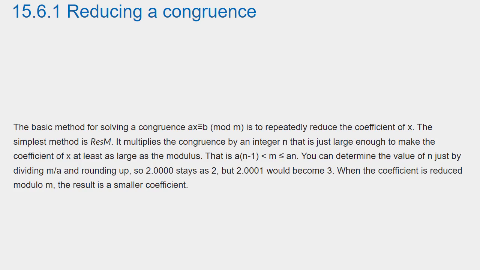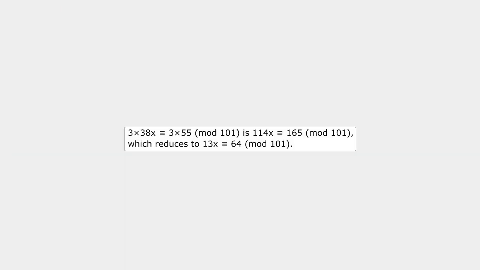You can determine the value of n just by dividing m over a and rounding up, so 2.0000 stays as 2, but 2.0001 would become 3. When the coefficient is reduced modulo m, the result is a smaller coefficient. Let's begin with a simple example of RESM just to get the basic idea and to make it easier to follow the discussion later when things start getting complicated.